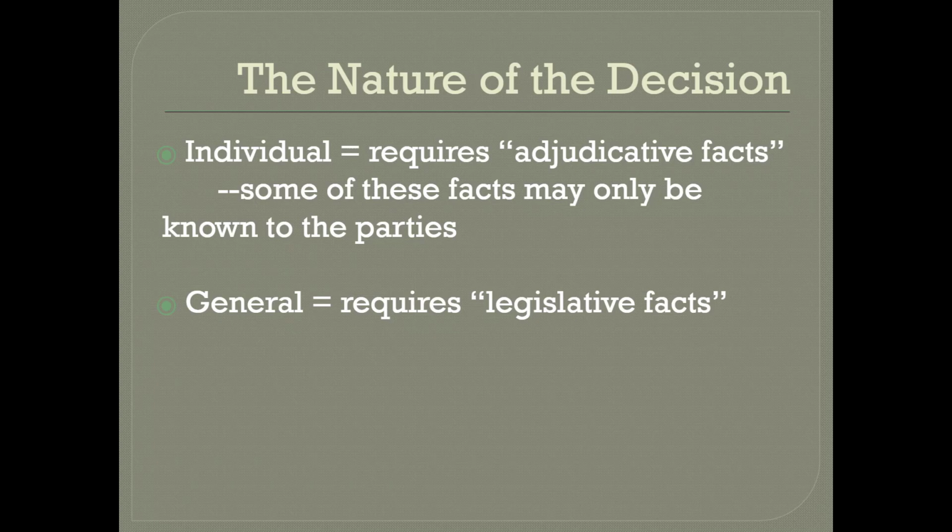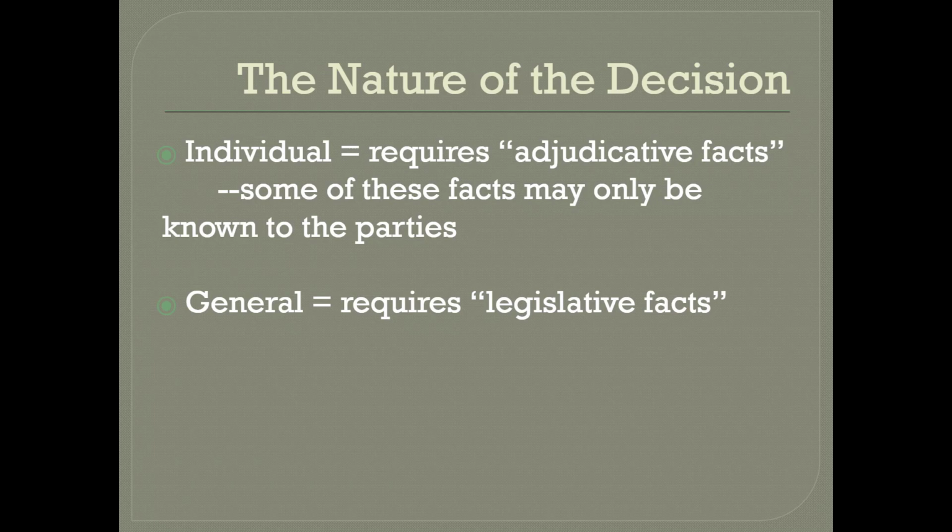So, adjudication is called for in those situations where the decision requires facts that are only known to certain parties. So, for example, in the Londoner case, everybody was assessed differently, and as a result, they had different stories to tell about whether their assessment was fair or not.